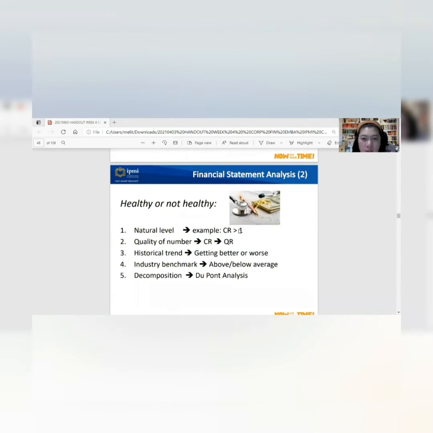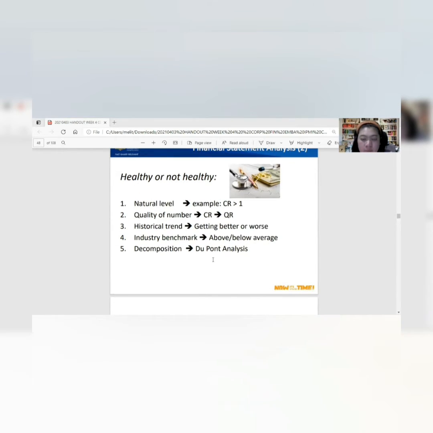And other than the financial ratio, the other factors to consider are the historical trend, to ensure whether the company is getting better or worse from day to day, the industry benchmark, which also shows whether this company is above or below the average compared to the industry, and also the composition of Dupont Analysis.